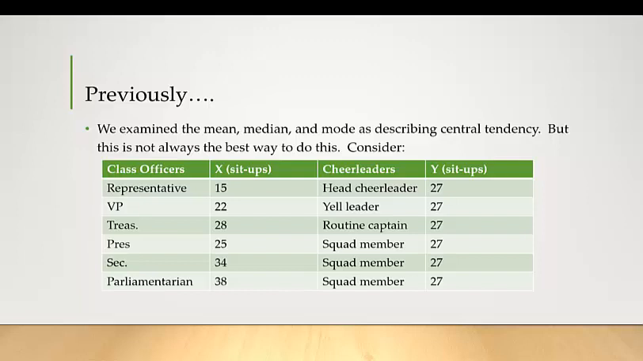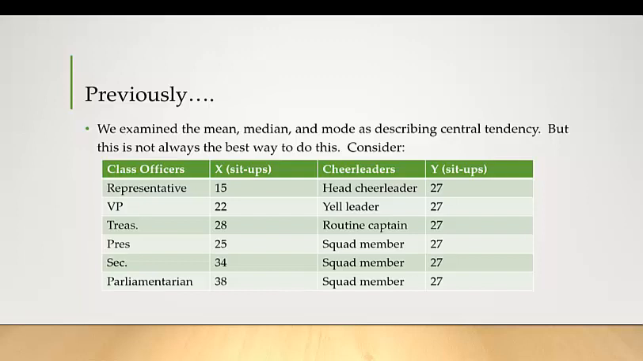The median, the middle number, if we were to line them up from least to greatest or greatest to least, we could line them up and look at the median. And then the mode is the most commonly seen number in our set of data. But this is not always the best way that we can get an idea of our data.